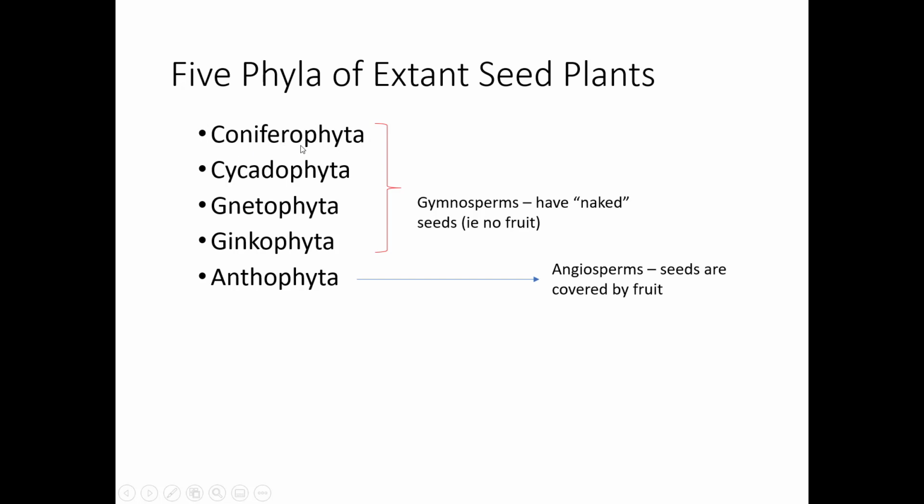You remember that phyte means plants. So these are the cone plants. And then cycads, the gnetophytes, and the ginkgos, those we'll just kind of briefly look at. Conifers are important for us as a good example of what gymnosperms are like. And then Anthophyta is the only phylum for the angiosperms. Angiosperms are plants that have seeds that are surrounded by some kind of fruit.